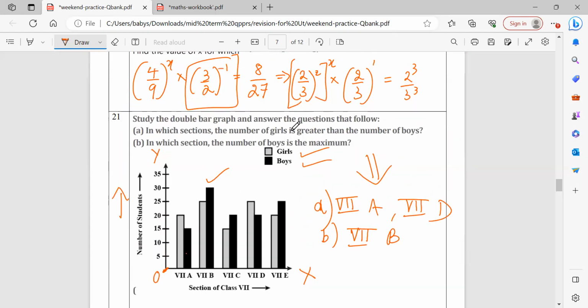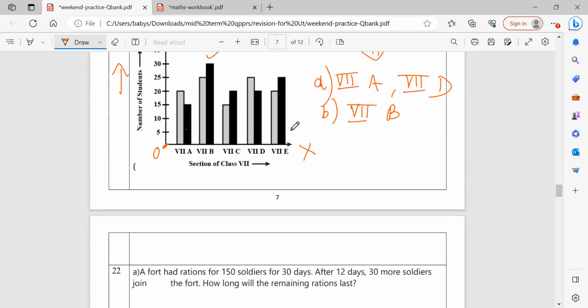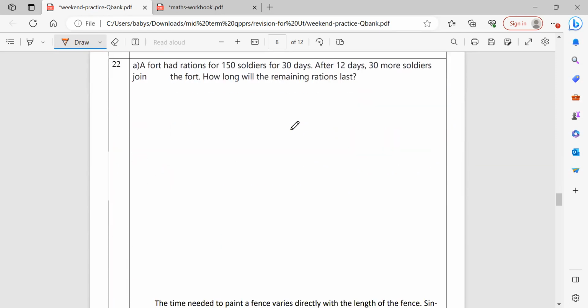Next, moving on. So this is how it will be. You might be asked similar questions or something related to this, so be prepared. Next: a fort had rations for 150 soldiers for 30 days.